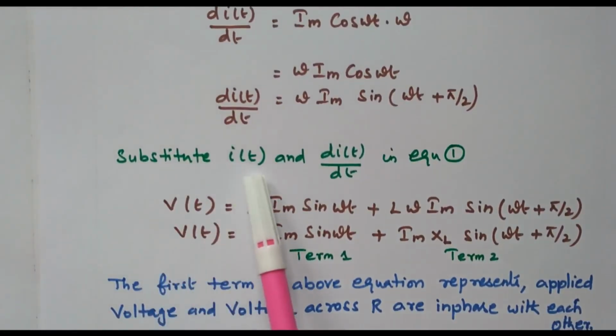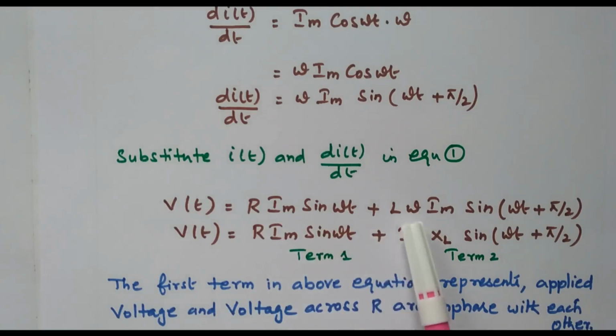So substitute I of t and di of t in equation 1, so that V of t equals R Im sin omega t plus L omega Im sin of omega t plus pi by 2. So that can be written as R Im sin omega t, and this omega into L is nothing but XL, the inductive reactance. So Im into XL sin of omega t plus pi by 2. Now we got the two terms, term 1 and term 2. Now we can analyze these two terms.